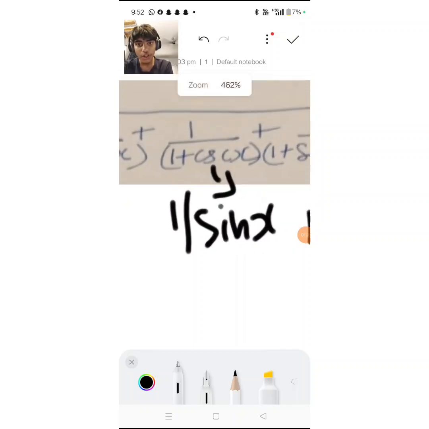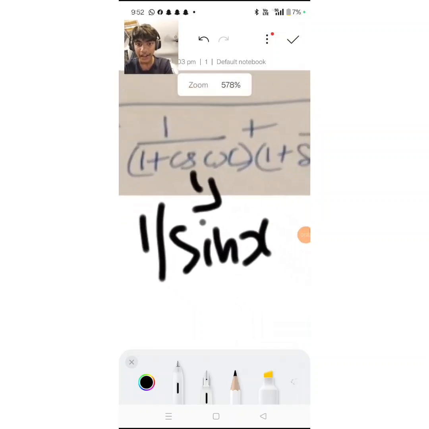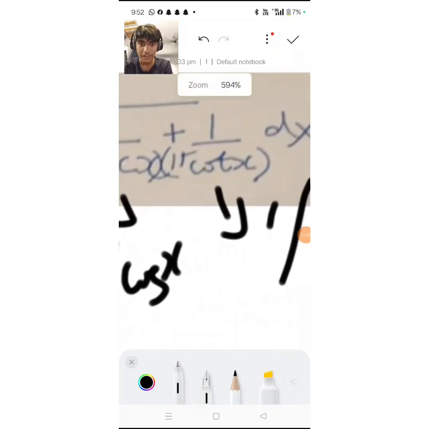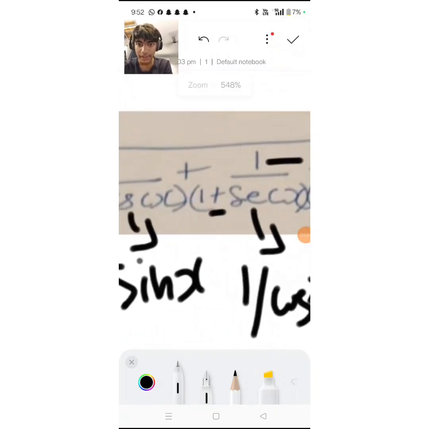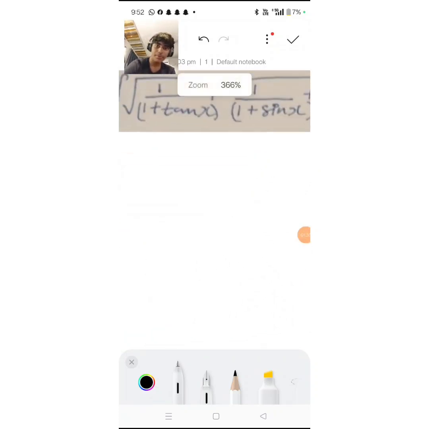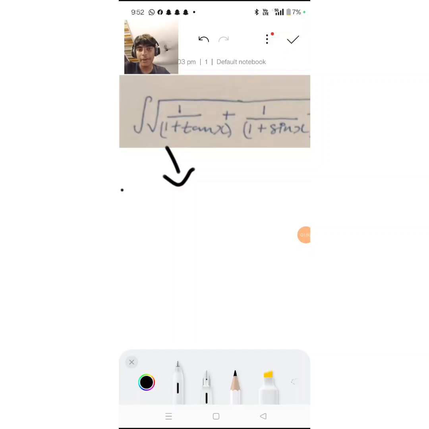When you convert this into 1 upon sin x, you take the LCM of 1 upon sin x and 1, and then you get an additional sin x over here, an additional cos x over here, and an additional tan x over here. Take the tan x, cos x, and sin x over here. Then you divide, and you just obtain (1 plus tan x) divided by (1 plus tan x), plus (1 plus cos x) divided by (1 plus cos x), plus (1 plus sin x) divided by (1 plus sin x), and then that just cancels.